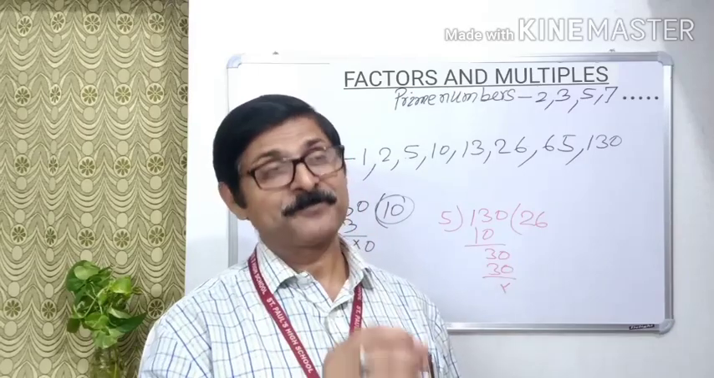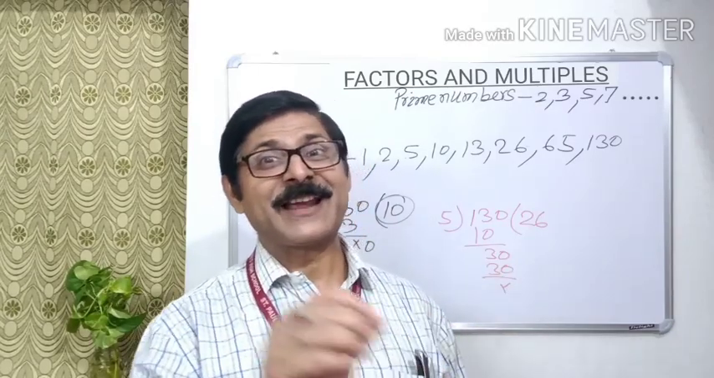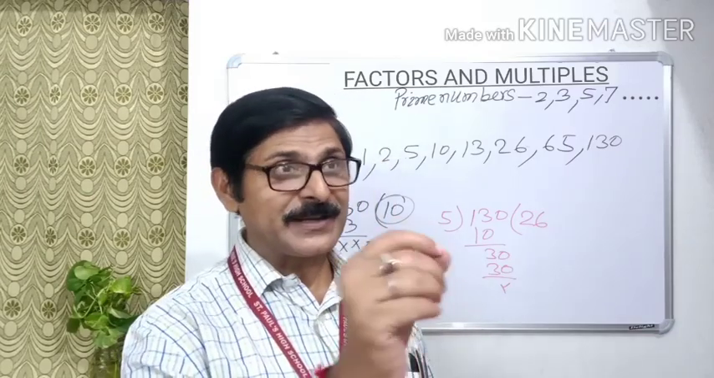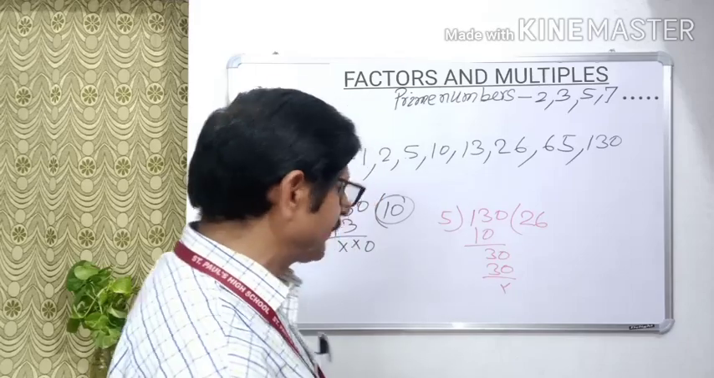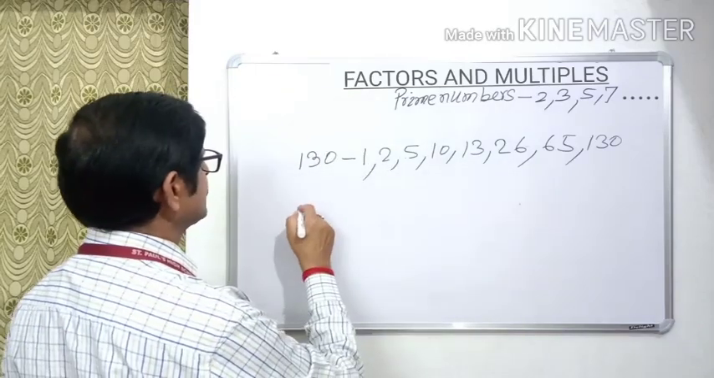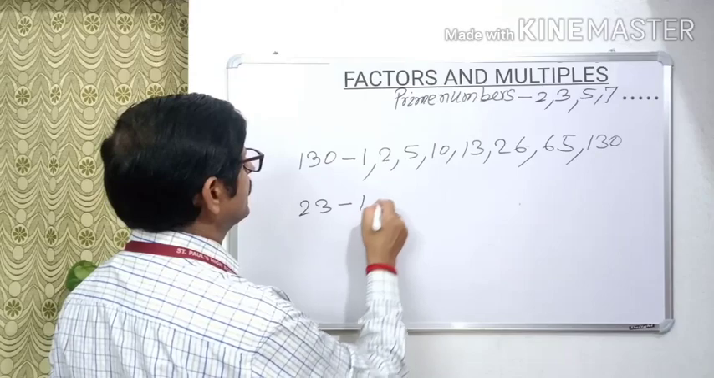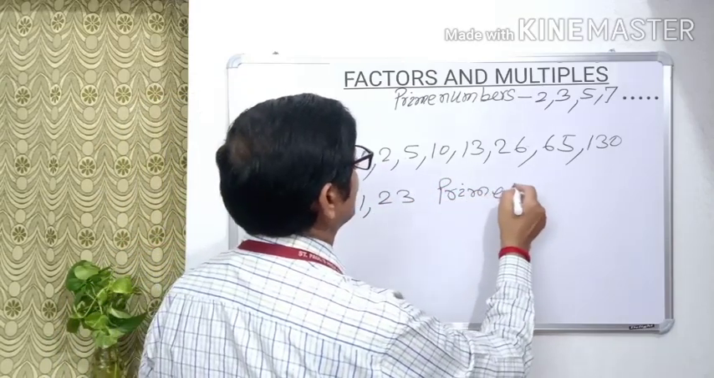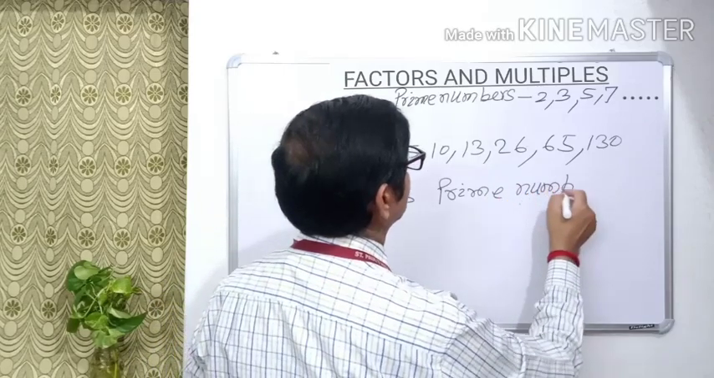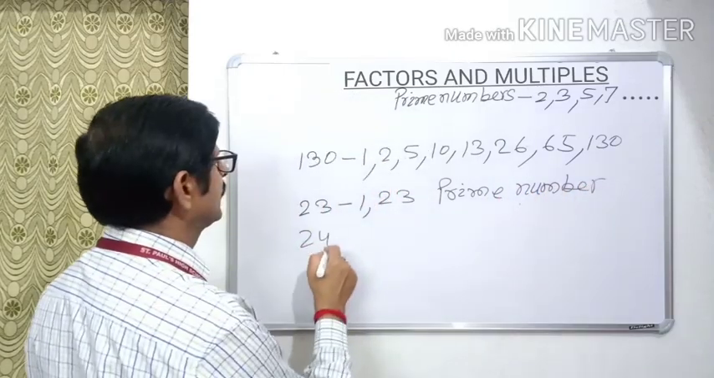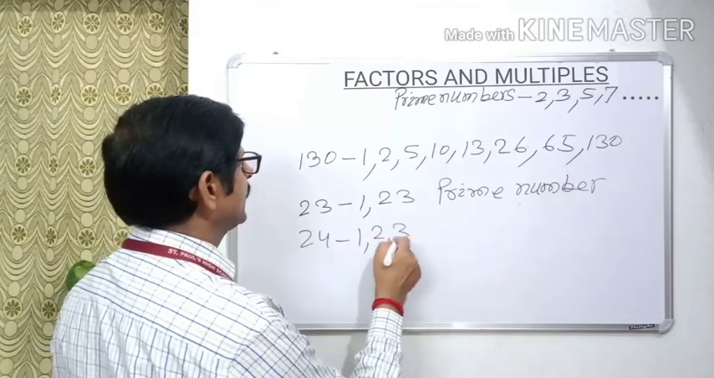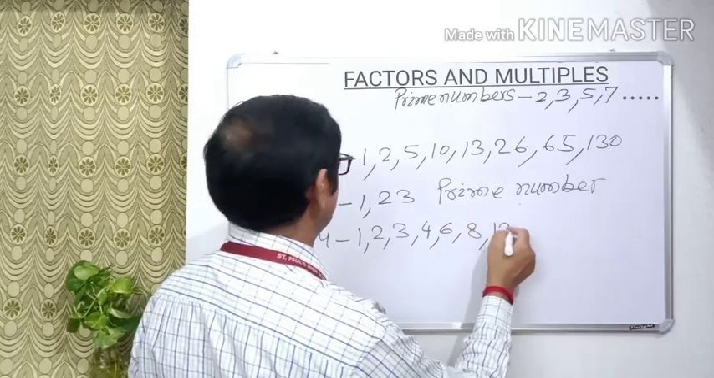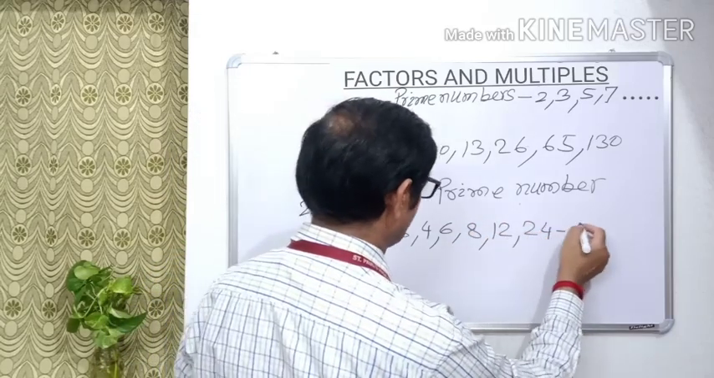Yes, and one more thing. Do write prime numbers and composite numbers. Whether a given number is prime or composite, do indicate next to it. For example, if you write 23, 1, 23 and write here prime number. 24, 1, 2, 3, 4, 6, 8, 12, 24 and write composite number.